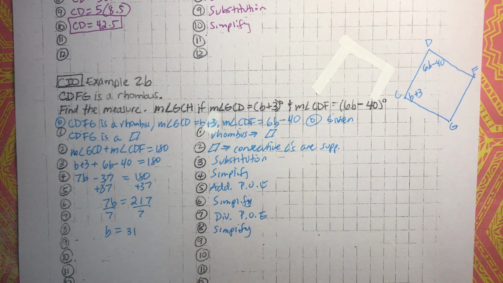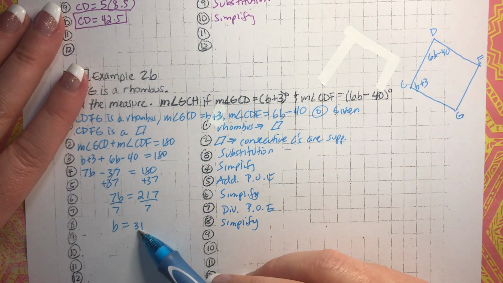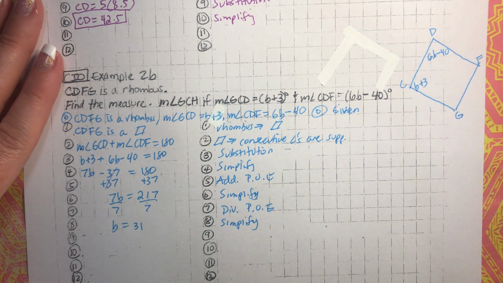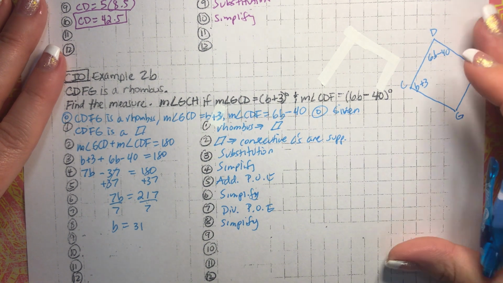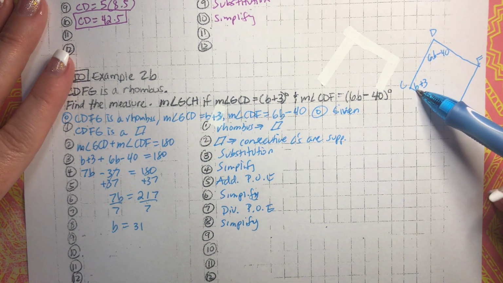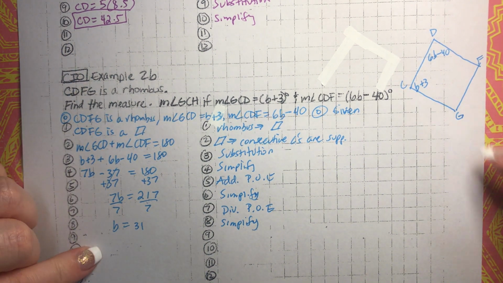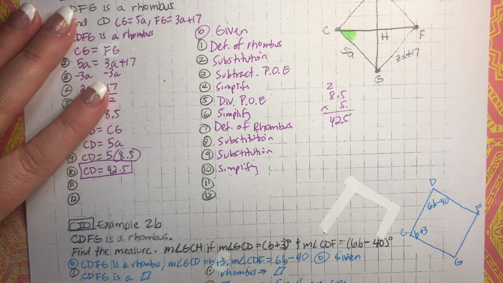Okay. So now, what do we know? We know what B is, right? B is equal to 31. So we can actually figure out what this is. We know GCD is that, and we need to do this, which is half.